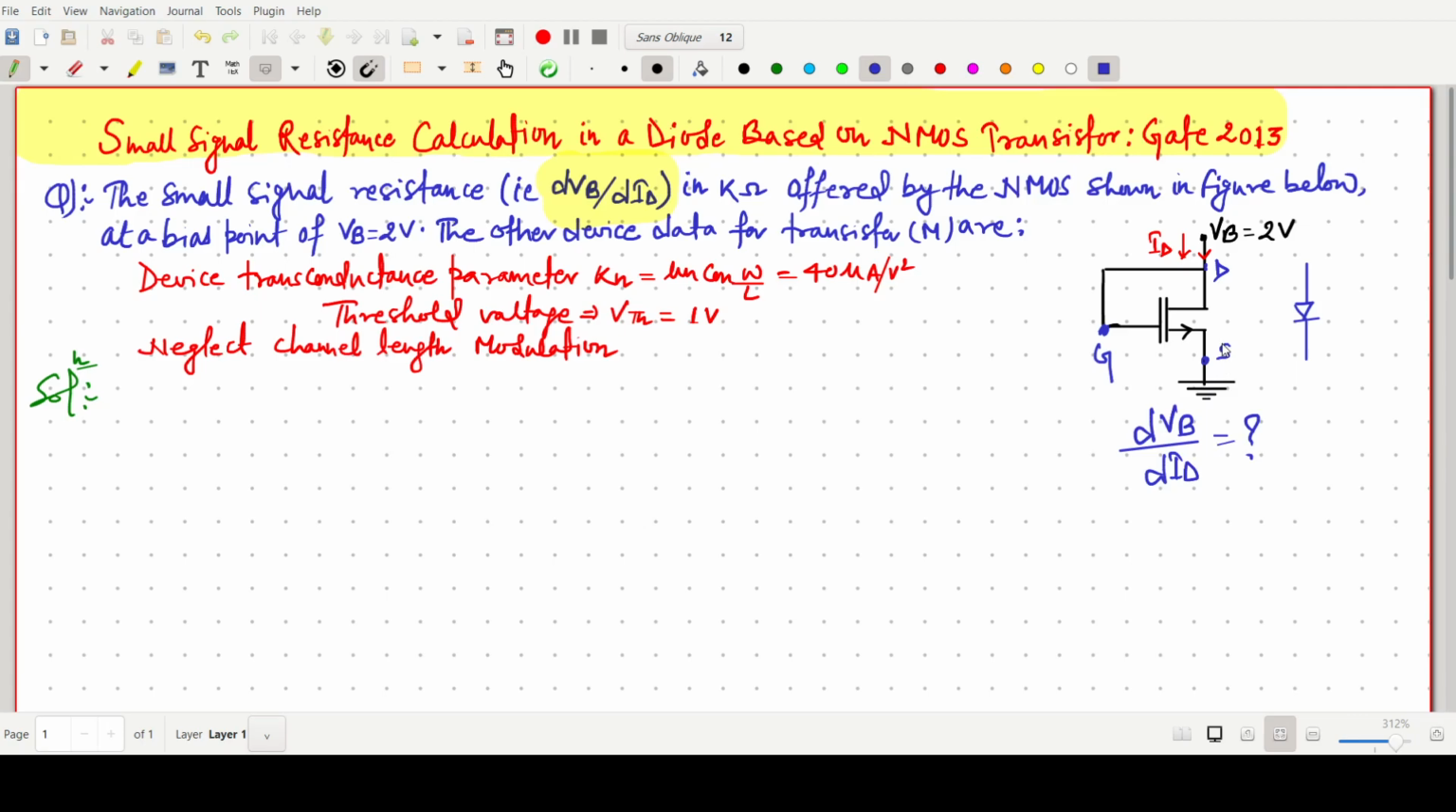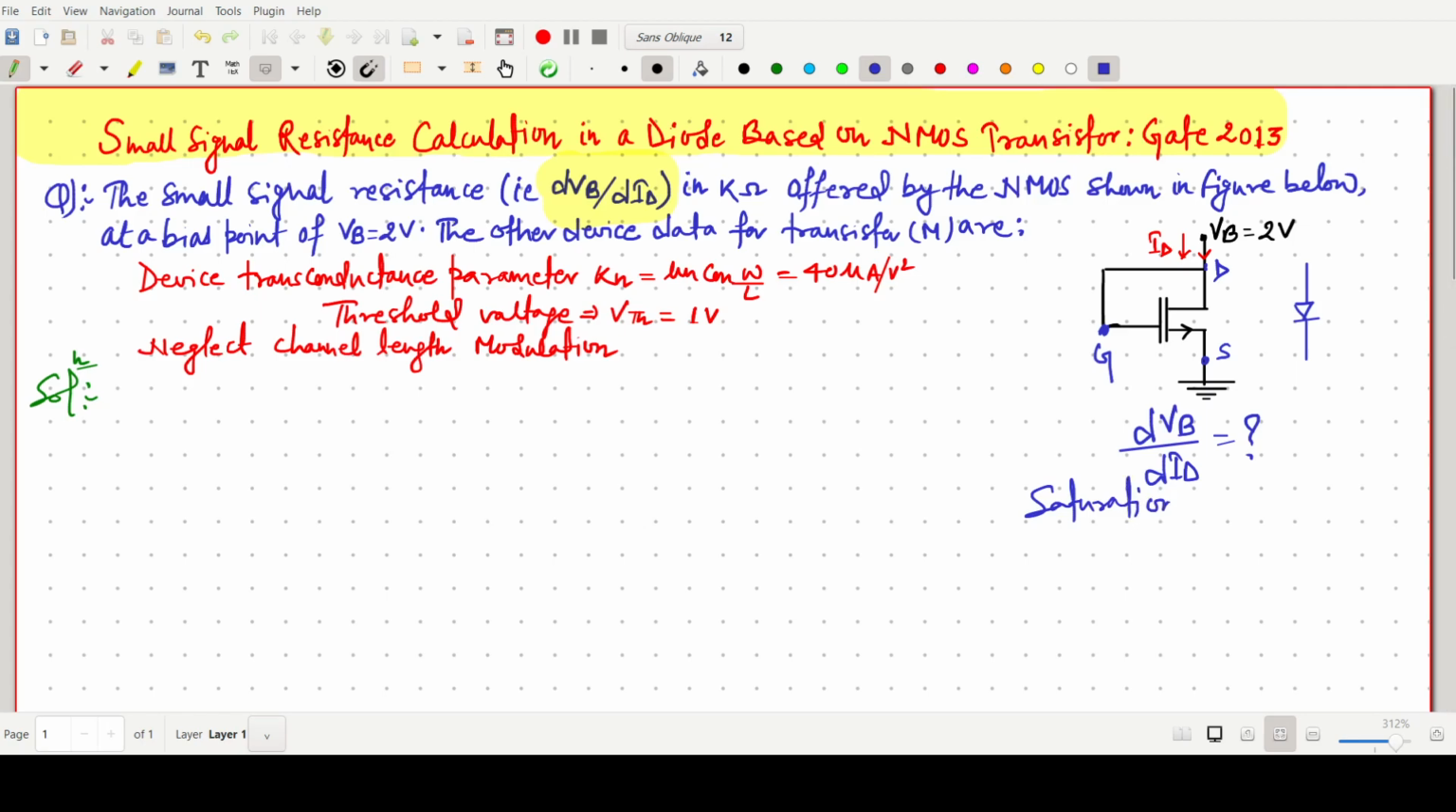The other parameters: the VB value, that is our VDD or VB, is 2 volt, the transconductance parameter Kn is 40 microampere per volt square, and the threshold voltage is given as 1 volt, and we have to neglect the channel length modulation. So in this case, first we have to think about which region the transistor is operating in. We can say that when gate and drain are shorted, the transistor is in the saturation region.